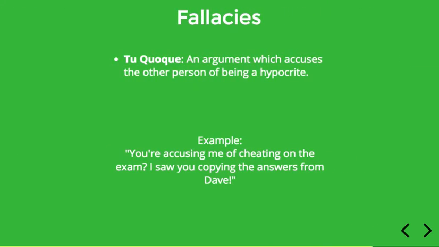Okay, for our next fallacy, we have what's known as tu quoque. Although the name is a bit unusual, it's actually pretty intuitive and something that you might have encountered before. Essentially, it involves trying to win an argument or avoid some conclusion by accusing the other person of hypocrisy. For instance, you're accusing me of cheating on the exam? I saw you copying the answers from Dave. Notice that this is a fallacy because even if the other person did copy the answers from Dave, that doesn't make it any more or less likely that the speaker cheated on the exam as well.